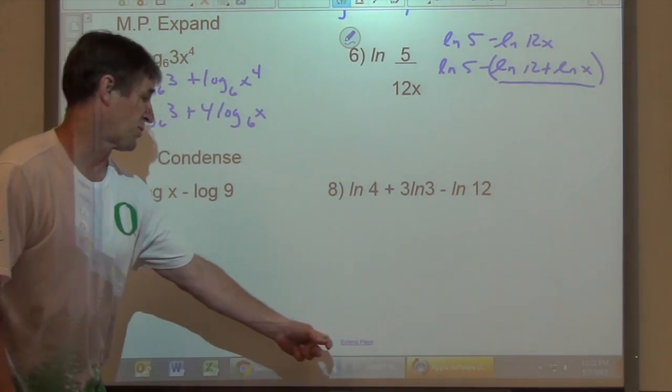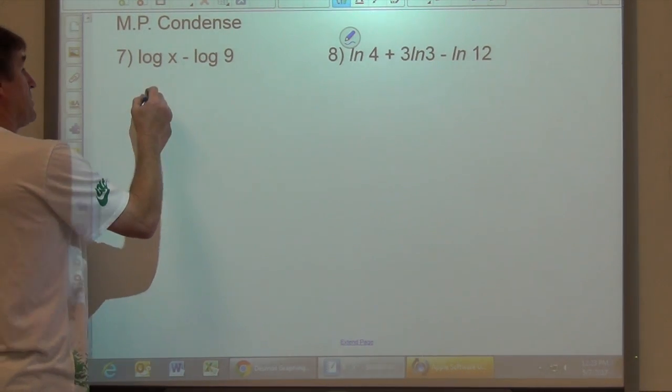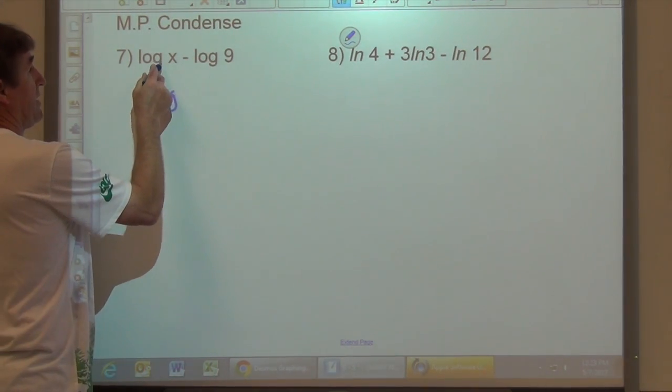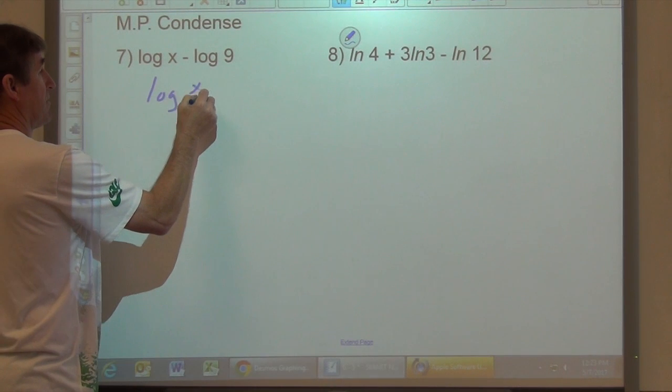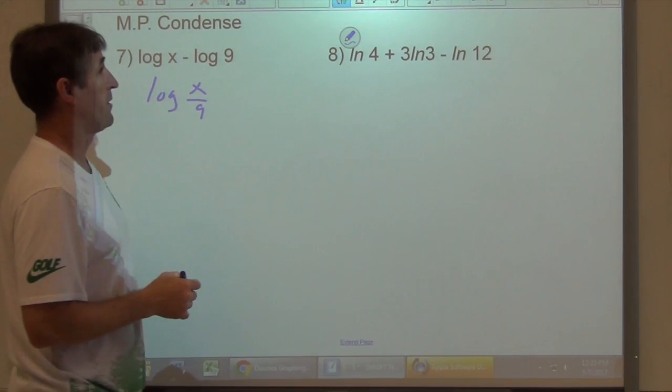So let's condense this one. So division becomes, now again, it's log base 10. If I just do that, that's all I can do on that one. Can't simplify it from there.